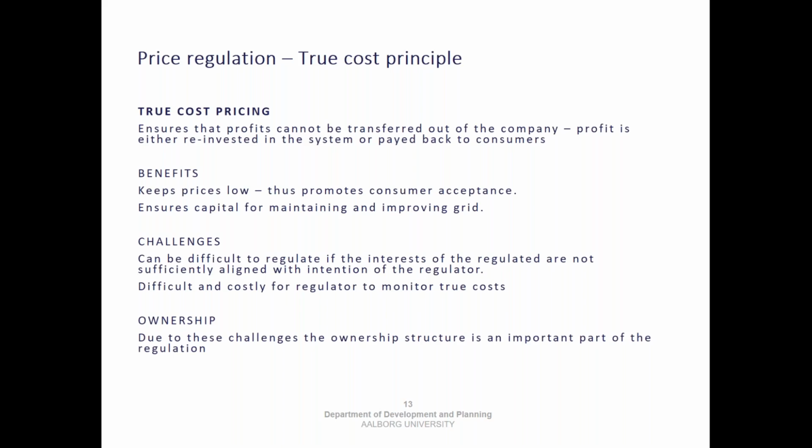The benefits of this is that it keeps the prices low, it promotes consumer acceptance, and also ensures that you always have capital for maintaining and improving the grid, because the money cannot leave the company unless it goes to the consumers. The challenges are that it is also very difficult to regulate if the interests of the regulated company don't match those of the regulator, because again it is difficult for the regulator to monitor the true costs. So you need a company ownership structure that has the same interest for it really to work. And therefore it leads to the same point as before, that the ownership structure is a very important part of the price regulation.